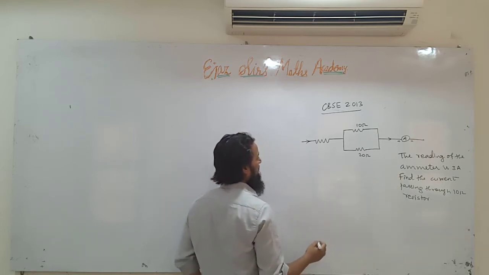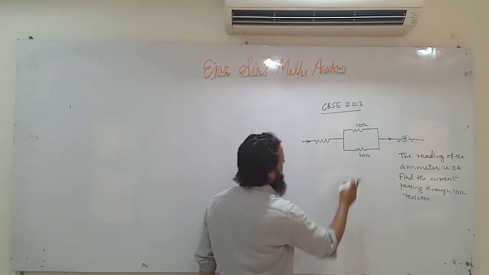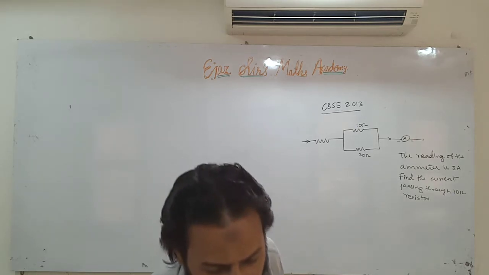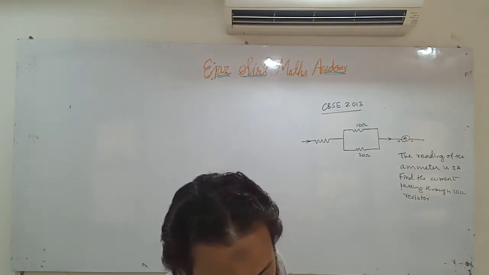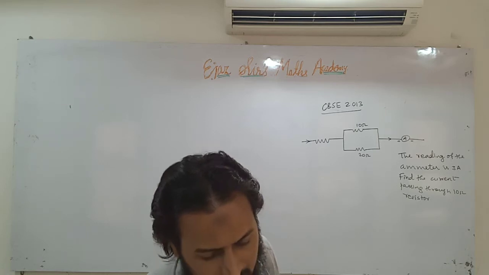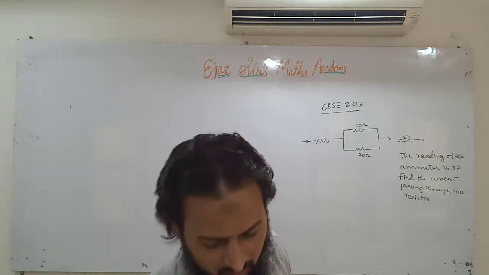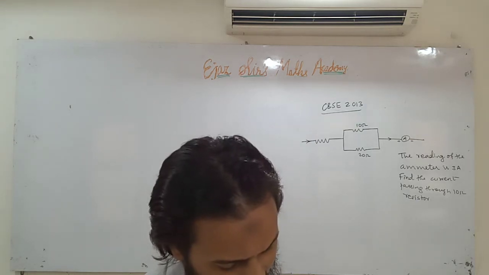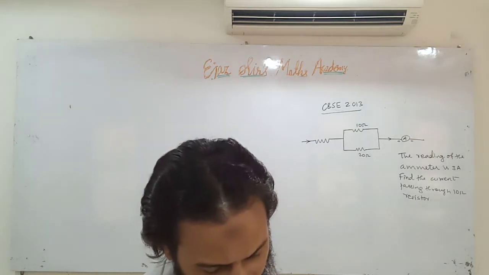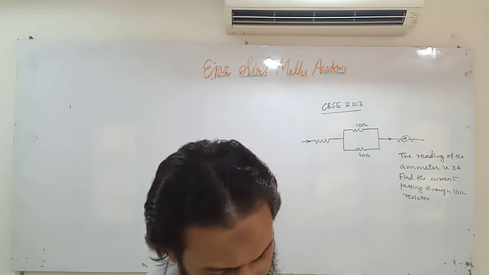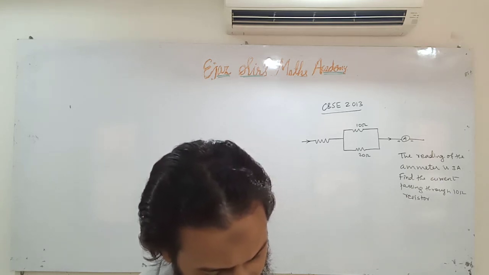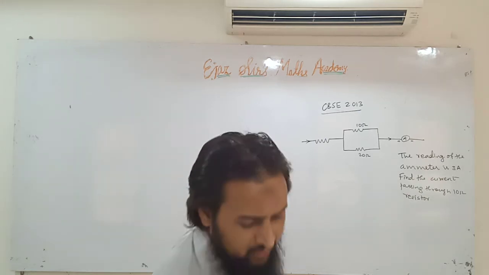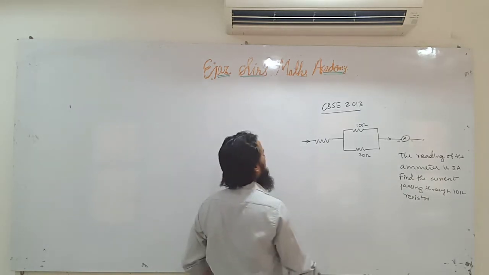So let us solve. How much is the total value? And what else is given? The reading of the ammeter is 3 ampere. Find the current through the 10 ohm. Voltage is not given. Alright.